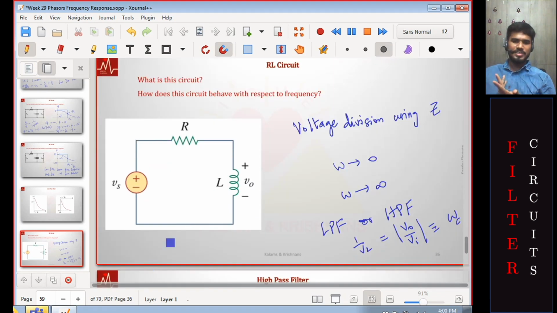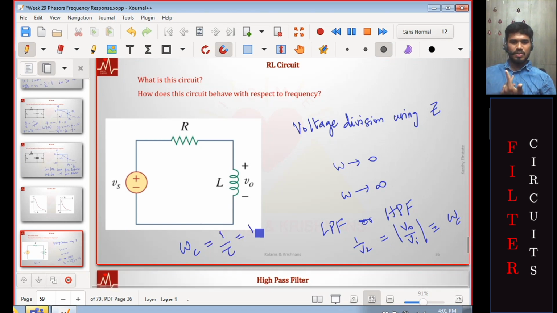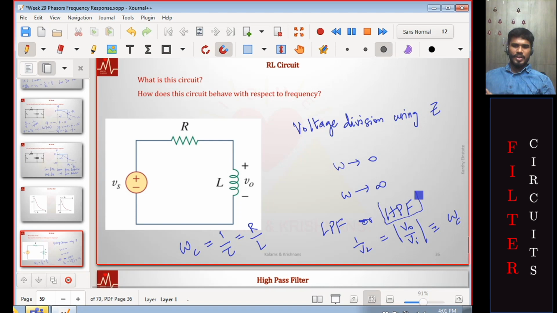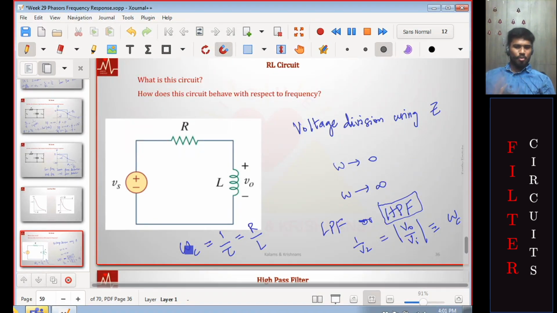If you do all that calculation, omega C should be 1 over tau, that is R over L. And what happens at very low frequency? You could do the math. What happens at DC for an inductor? Inductor shorts at DC, right? So no voltage drop across the inductor. Okay, this will be HPF. You can actually say that without even solving the problem. And omega C is going to be 1 over tau, R over L, for first order circuits.